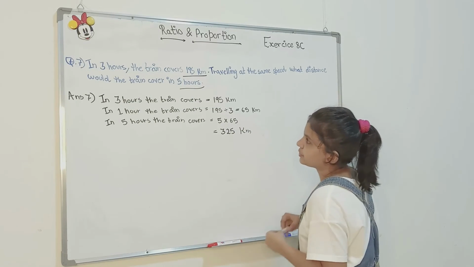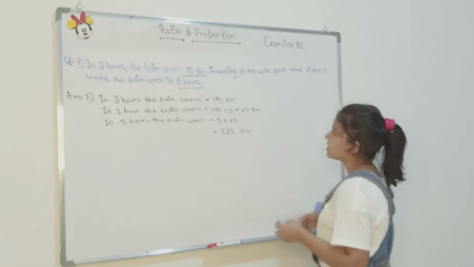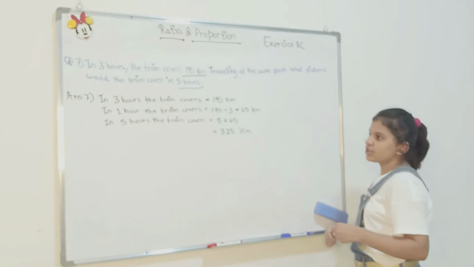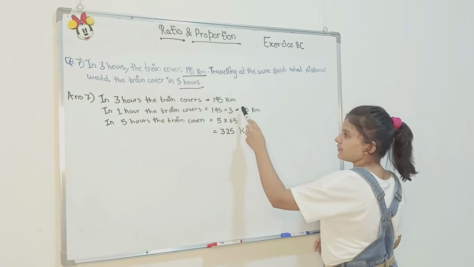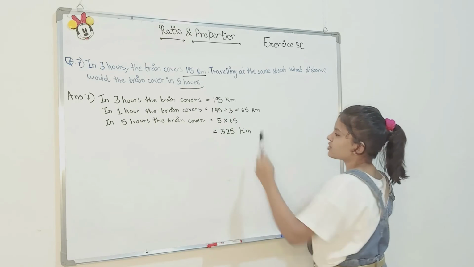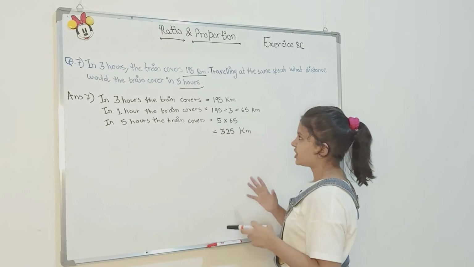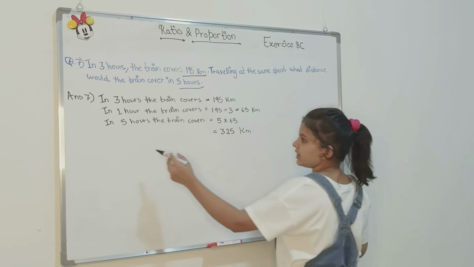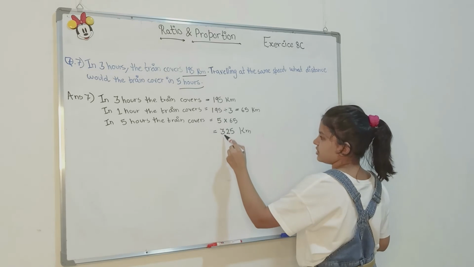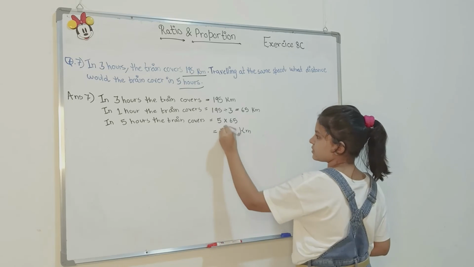So here they told that the train covers 195 kilometers in 3 hours, and they're asking, traveling at the same speed, how much distance would the train cover in 5 hours? So what we did, first in 3 hours we covered 195 kilometers, then we had to find the distance covered in 1 hour by the train, so we divided by 3 and we got 65 kilometers. So in 1 hour the train covers 65 kilometers. Then in 5 hours the train covers 325 kilometers, once we multiplied 5 into 65. So this is the main answer.